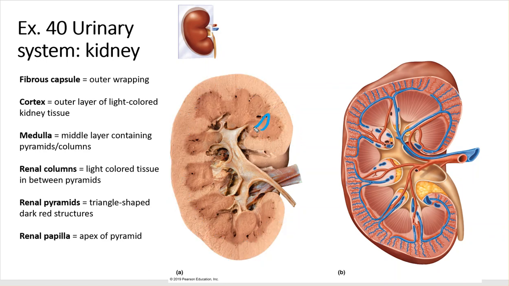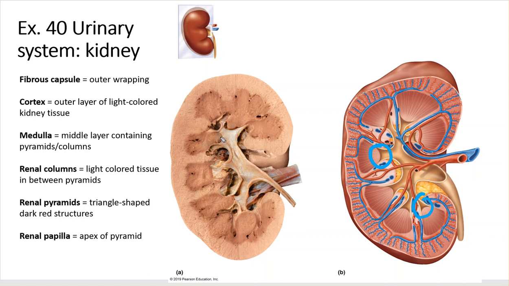The medulla is all of this middle stuff with the pyramids in it. Renal columns are the areas in between the pyramids. These are renal columns, and blood vessels are going to go there. Renal pyramids are the little triangular shaped structures in the medulla. So this structure right here, this structure right here, those are renal pyramids. And then the renal papilla is just the tiny end, the apex of the triangle of the pyramids.